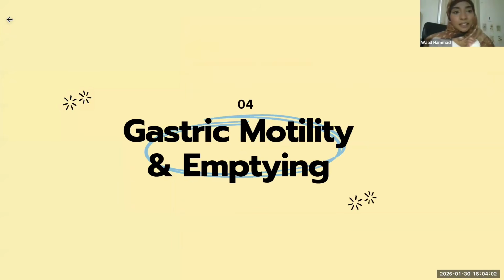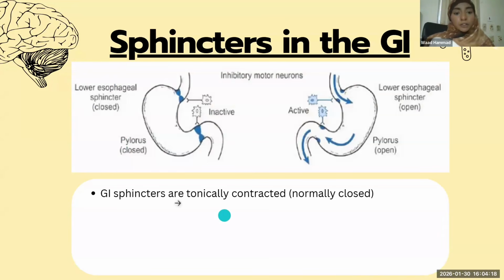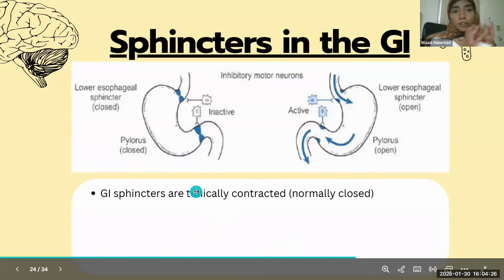And finally, we're on our last section, which is gastric motility and emptying. Okay, so first, what we're going to talk about is the sphincters in the GI, which is our lower esophageal sphincter and our pylorus, okay? So GI sphincters are tonically contracted. So our lower esophageal sphincter and our pylorus are usually closed all the time. Tonically just means all the time closed.